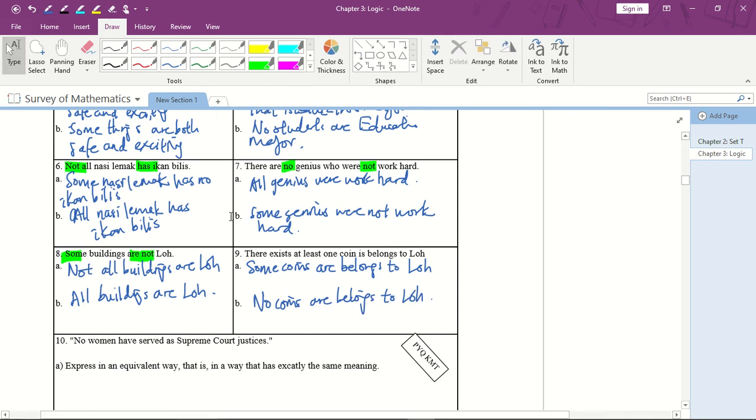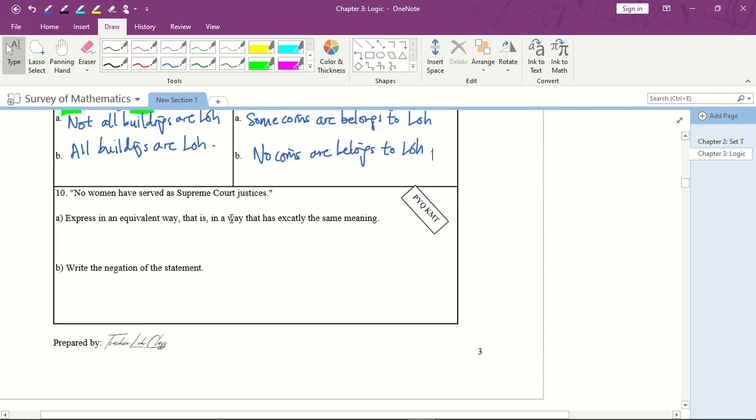And now let's look at the last question, which is question number 10. Again, it requires you to write the equivalent, and it is asking you to write the negation. When you look at this question, it says no, which means that it is a quantified statement. And when it is a quantified statement, you must use the table above. So let's look at the question here. No woman has served as a Supreme Court justice.